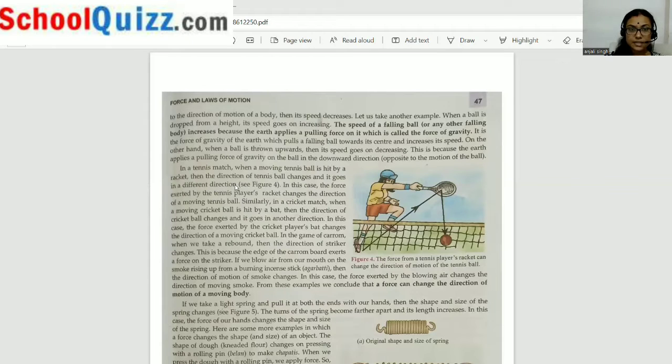So in that case, the force exerted by the tennis player's racket changes the direction of the moving tennis ball. Clear? This is an example of exerting a force on an object, and with the effect of force, this object changes its direction. Now, at last here it is written, a force can change the direction of the motion of the moving object. The conclusion of this whole example is force is able to change the direction of the moving object.